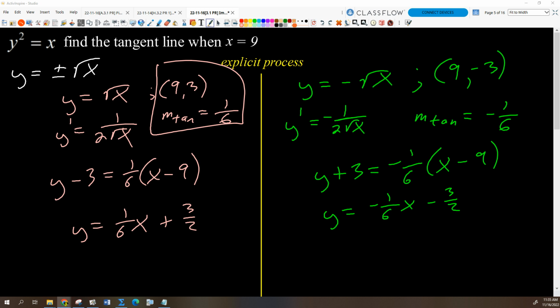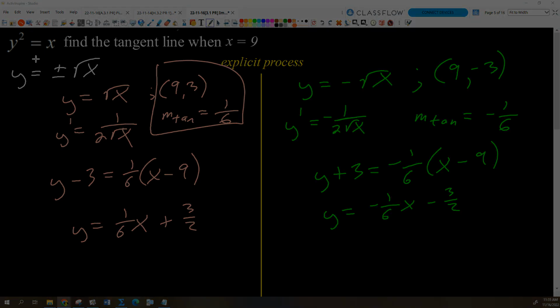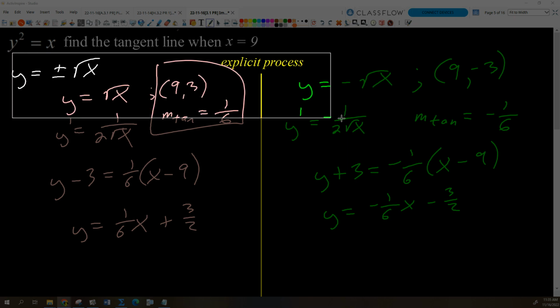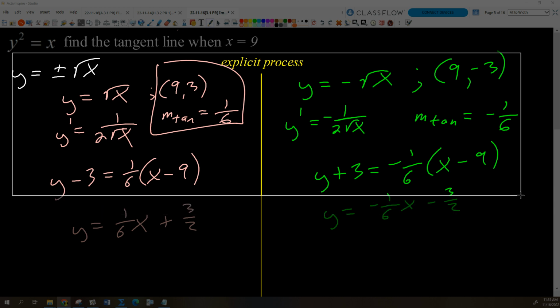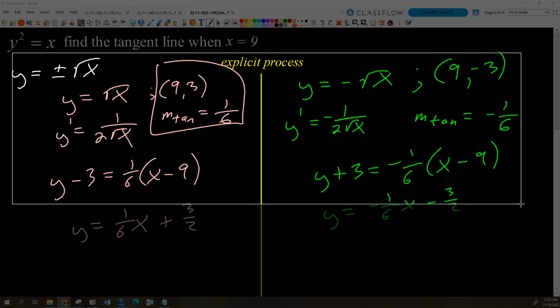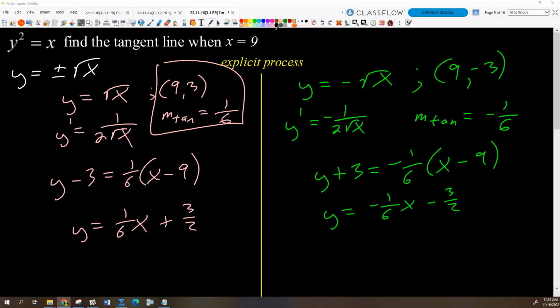So what if I take all this stuff right here, I'm going to take a picture. Could we come up with a more efficient way than having to do this explicit process the whole time? What do you think the answer is? I bet we can.